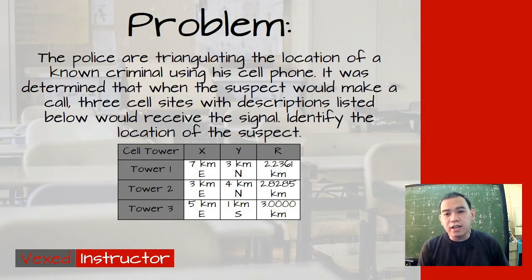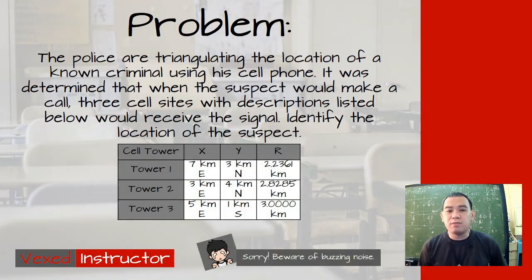The police are triangulating the location of a known criminal using his cell phone. It was determined that when the suspect would make a call, 3 cell sites with descriptions listed below would receive the signal. Identify the location of the suspect.